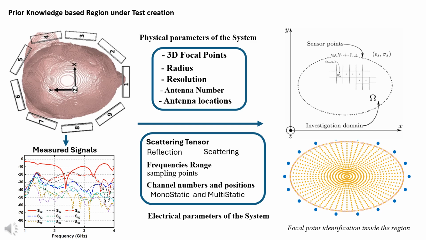to better imaging results. In summary, this slide visually and technically demonstrates the entire process of region creation and imaging based on prior knowledge. The measured scattering parameters from the antennas, combined with the physical and electrical properties of the imaging setup, form the foundation for constructing the region under test.